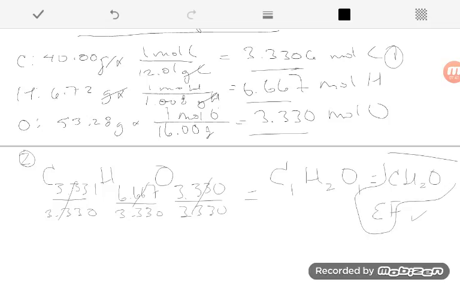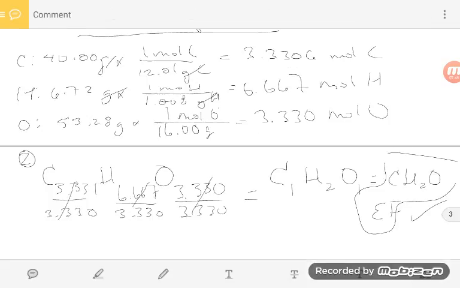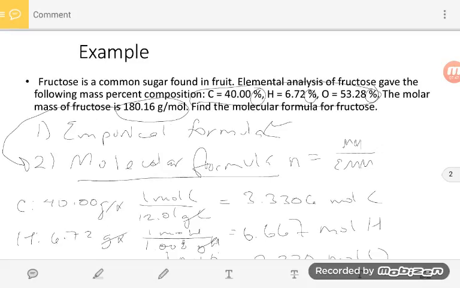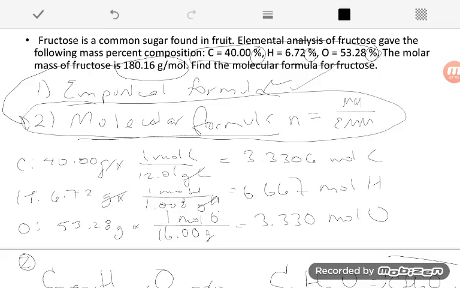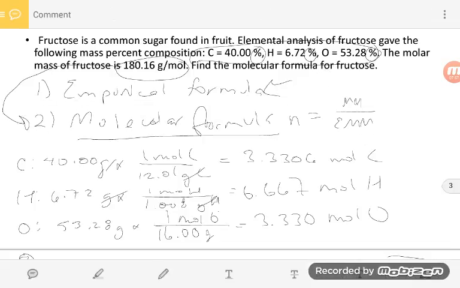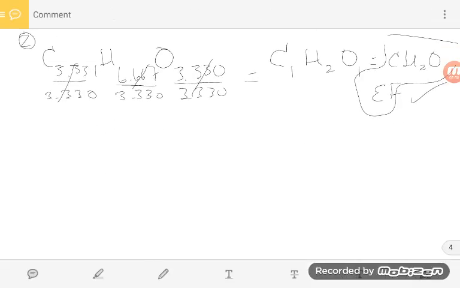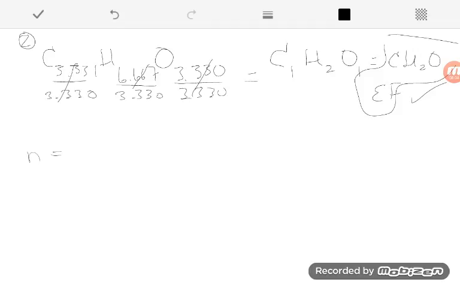So that's step 1, check. If it had just asked for the empirical formula, I would be done. But it did not. It asked for the molecular formula. So we've done step 1, empirical formula. So now we're going to determine the molecular formula. So we need to figure out this N by dividing the molar mass by the empirical molar mass. So we have our empirical formula. So now we need to figure out what N is. So we're going to do the molar mass divided by the empirical molar mass.